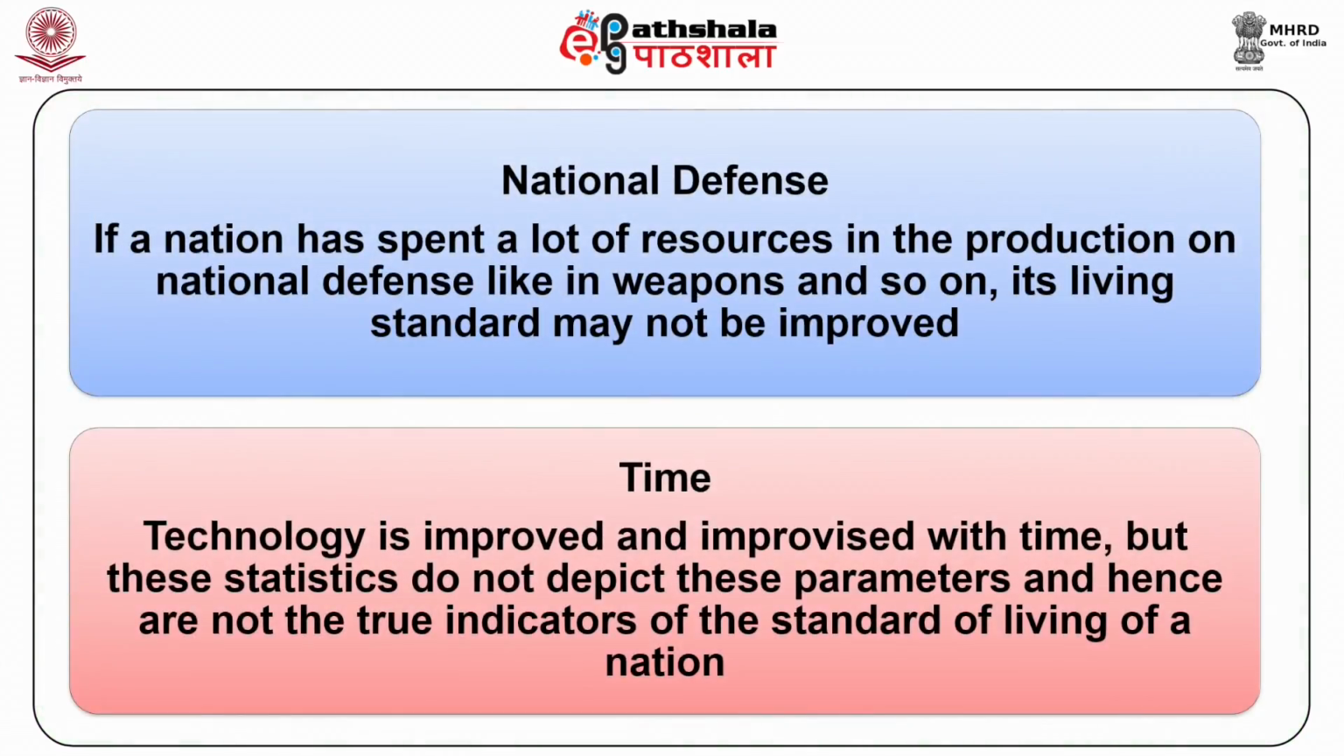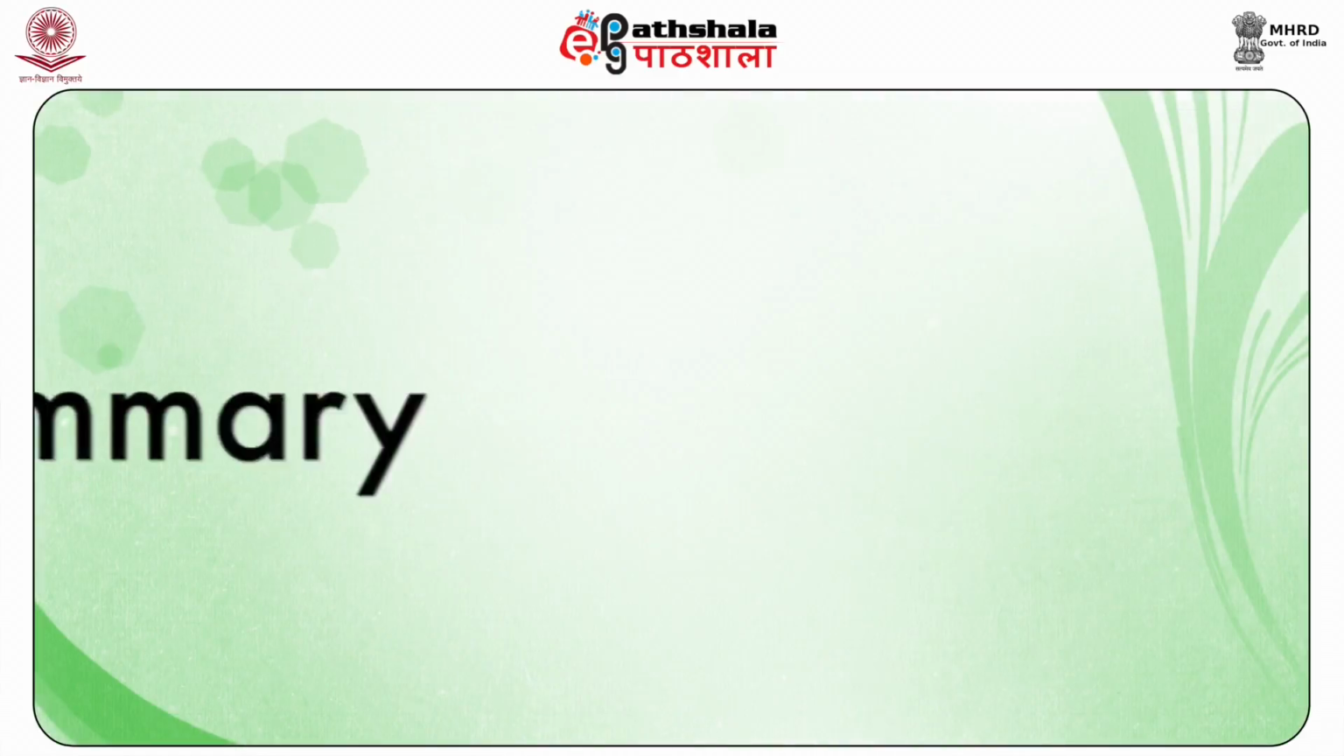Tenth, national defense. If a nation has spent a lot of resources on the production of national defense, like weapons and so on, then its living standard may not be improved. Eleventh is time. Technology is improved and improvised with time, but these statistics do not depict these parameters and hence are not the true indicators of the standard of living of a nation.